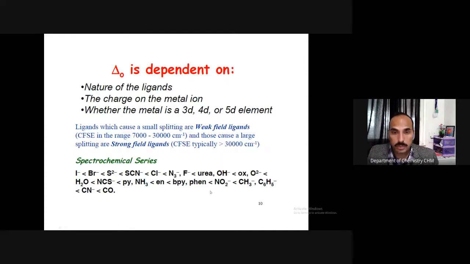You can explain some other properties, why some ligands are weak field ligands, though you may not know why, but you know the nature of the ligands, that these ligands are weak field in nature and these ligands are strong field ligands. Okay, this is great information that you obtained from the crystal field theory, and if you relate it with your metal complexes, this can serve with a lot of information and explain the various properties of transition metal complexes.